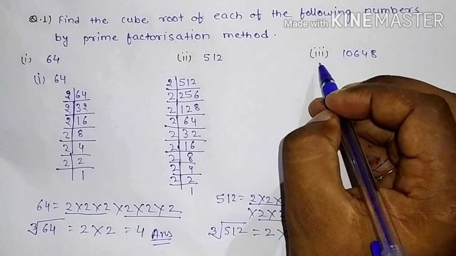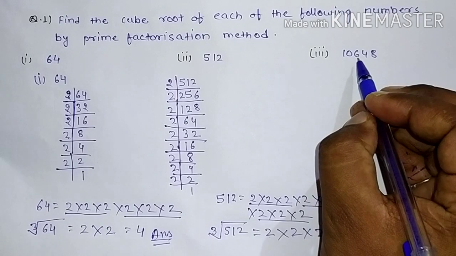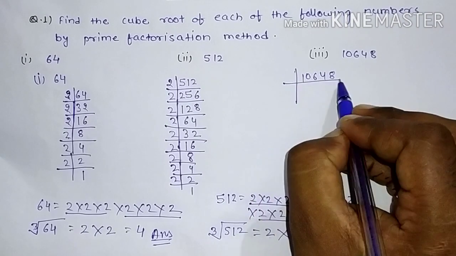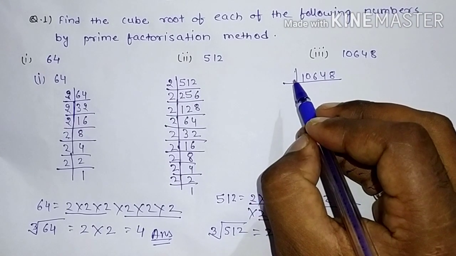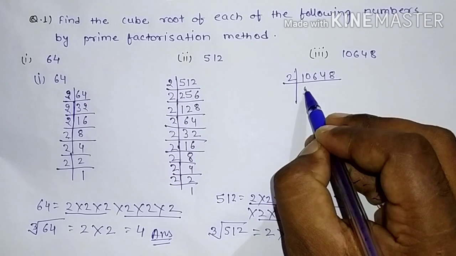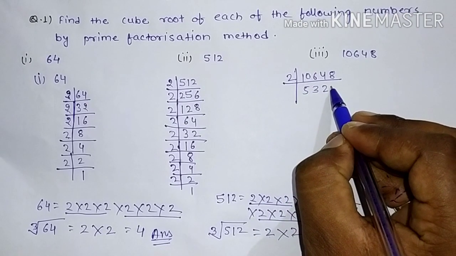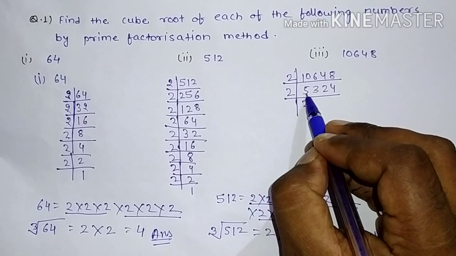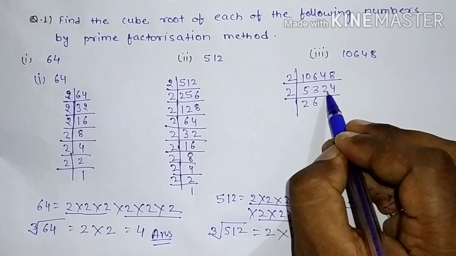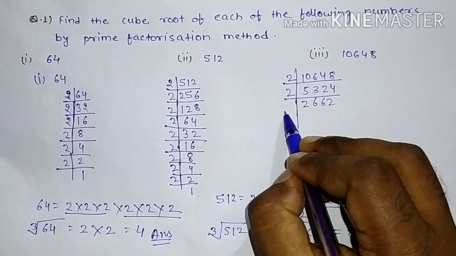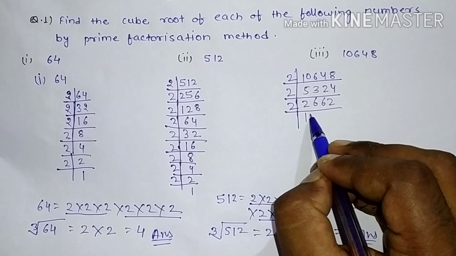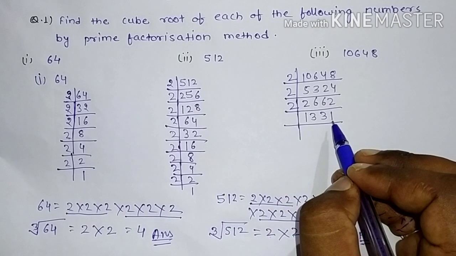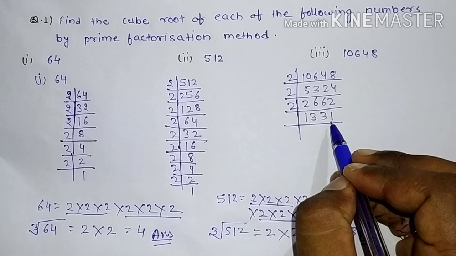Similarly, question number third, the number given is 10648. Again we have to find prime factors of this number. So again start dividing by 2. So 2 5 are 10, 2 3 are 6, 2 2 are 4, 2 4 are 8. Again take 2 here, 2 2 are 4, 13, 2 6 are 12, 2 6 are 12, 2 2 are 4. Again take 2 here, 2 1 are 2, 2 3 are 6, 2 3 are 6, 2 1 are 2. We get 1331. So the unit digit is 1 here, so it is not divisible by 2.